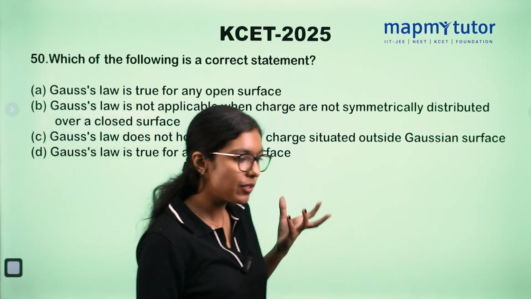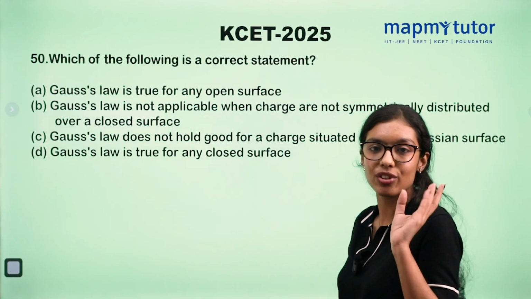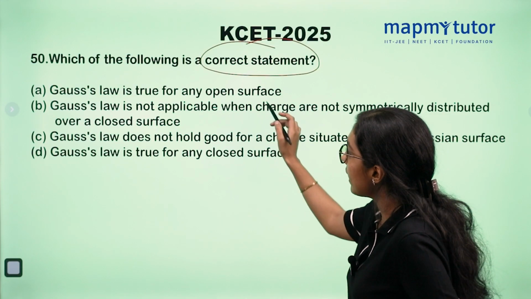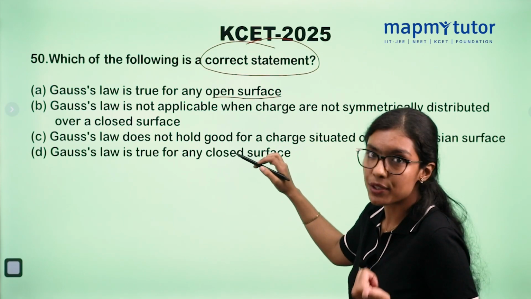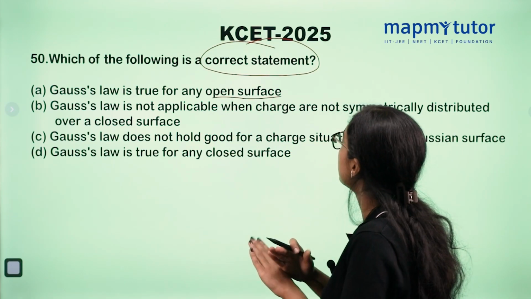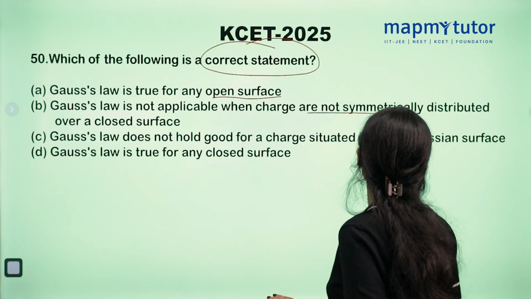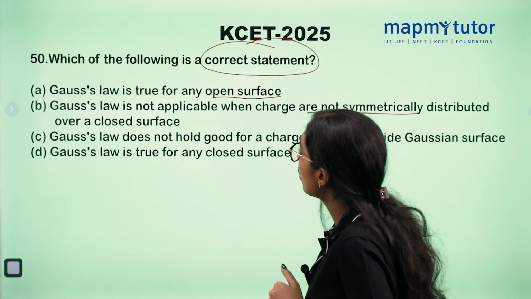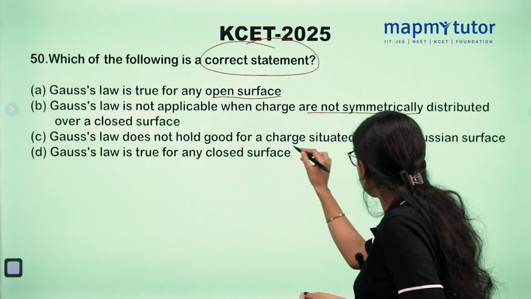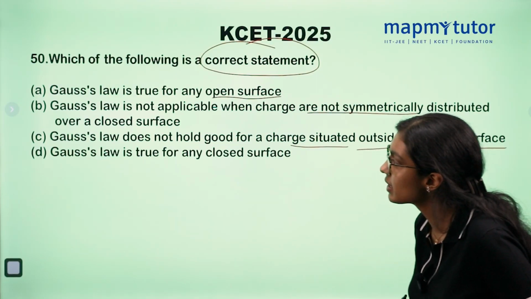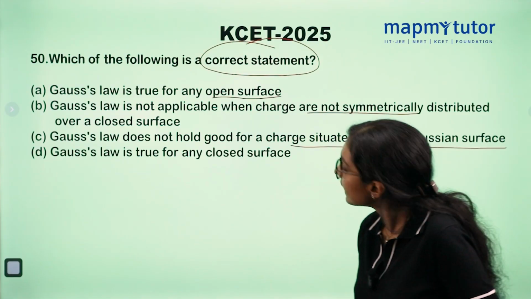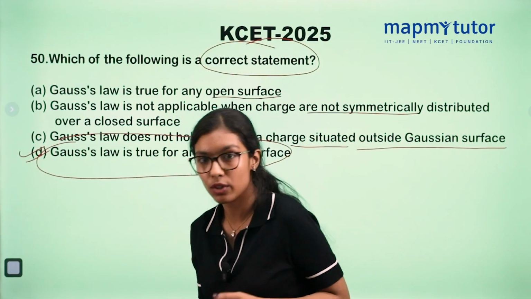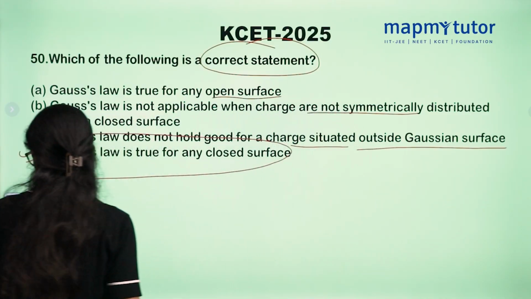Half of the syllabus is, I think, just conceptual based. Just read your NCERT, you will get it. Which of the following is the correct statement? Gauss law is true for any open surface? No, it's for closed surface. Gauss law is not applicable when the charges are not symmetrically distributed over a closed surface? No. Gauss law does not hold good for a charge situated outside the Gaussian surface? Okay. Gauss law is true for any closed surface. Option D is correct, guys. We always use a closed surface, closed sphere and closed cylinder, etc.